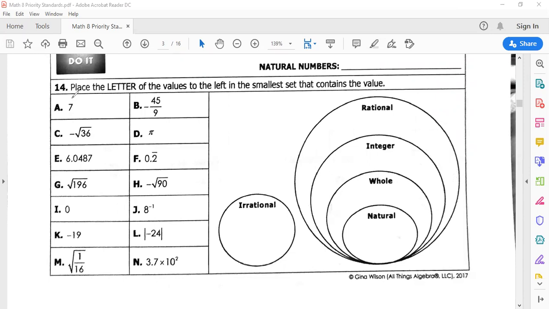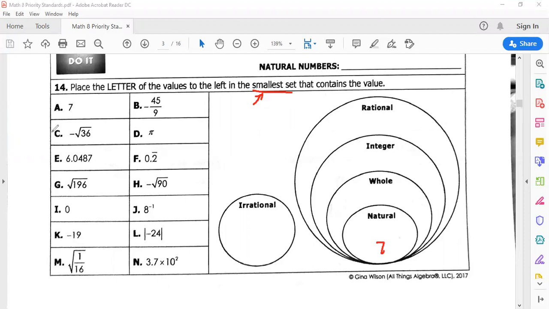So let's start with letter A. We're gonna do this list together, then I'm gonna leave you to do the right-hand column. Except for maybe this one. Okay, so 7. So we're gonna put it just in one circle so it says the smallest set. So 7, because that's a counting number, that's a natural number, that's going to go here. It's all of these things too, but the instructions say put it in the smallest set.